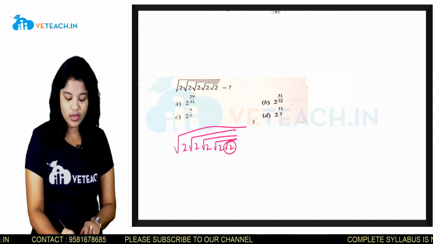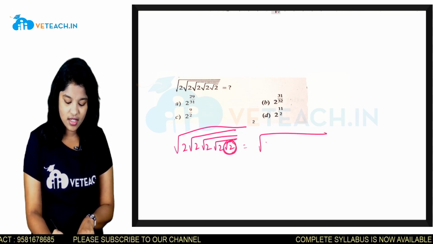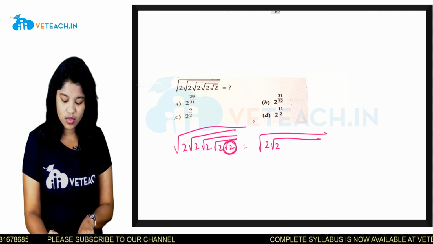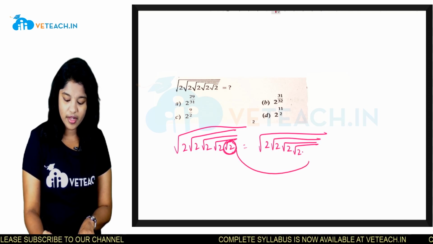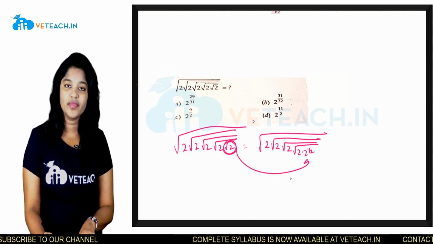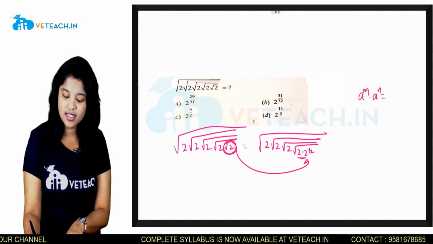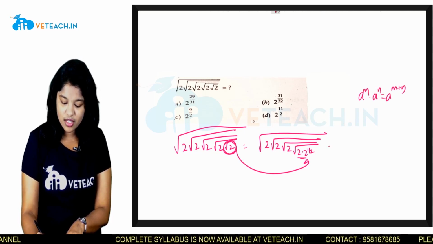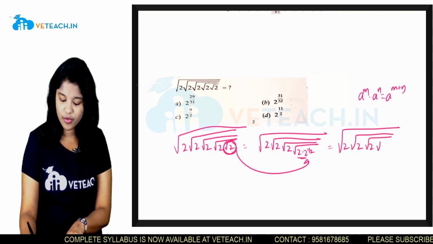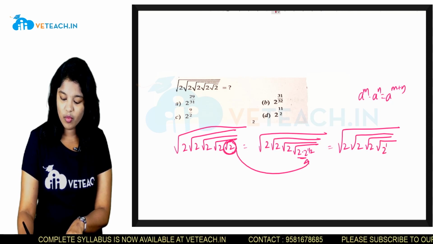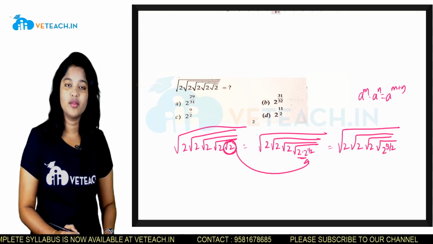First, solve the last number, which is square root of 2. So this can be rewritten as square root of 2 into square root of 2 into square root of 2 into this square root, which I am rewriting as 2 power 1 by 2. Now this is of the form a power m into a power n, that is nothing but a power m plus n. So this becomes square root of 2 into square root of 2 into square root of 2 into square root of 2 power 1 plus 1 by 2. So it is 2 power 3 by 2.